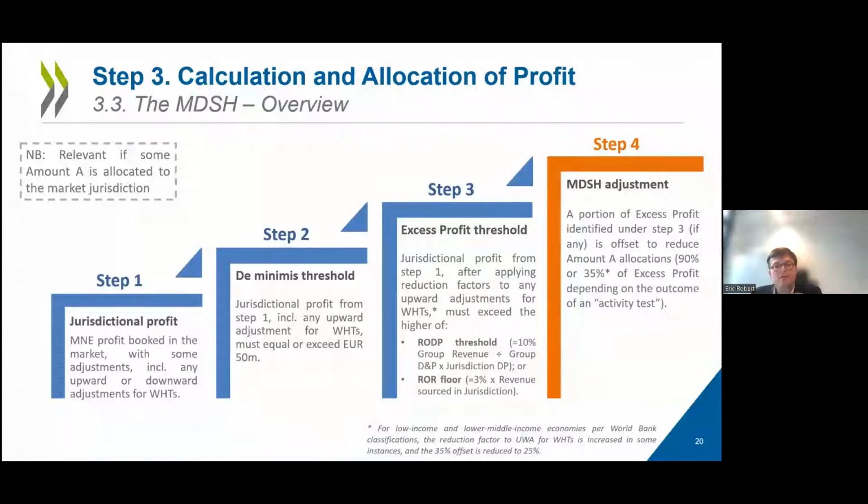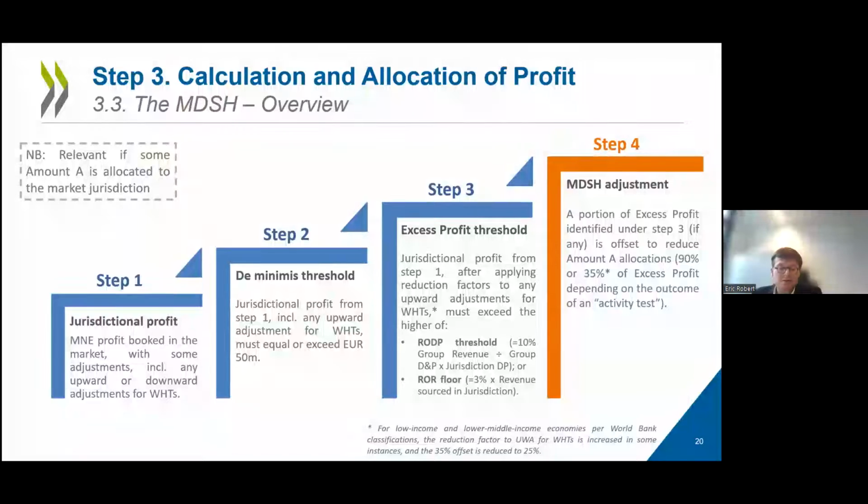Now, if the jurisdictional profit that sits in the jurisdiction under step 1 exceeds 50 million, then you need to verify something else, which is step 3, and that's obviously whether there is any excess profit in that profit amount, whether there's any excess profit in the jurisdiction. And it's only if there is excess profit in the jurisdiction that you go to the next step, the last one, which is determining the MDSH adjustment. So how do you test? How do you measure whether there is any excess profit in the jurisdiction under step 3?